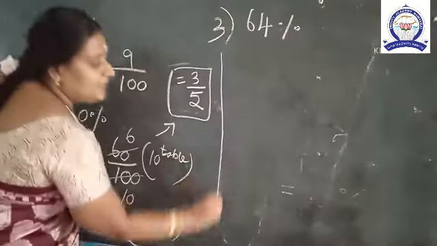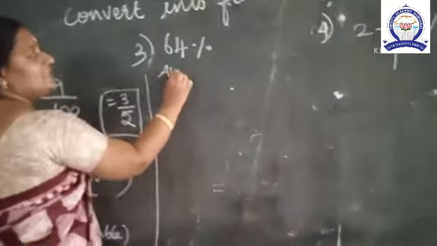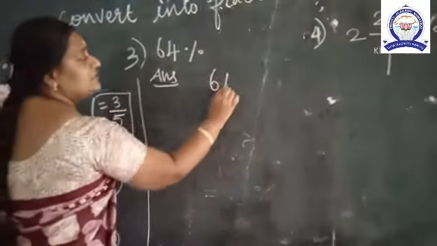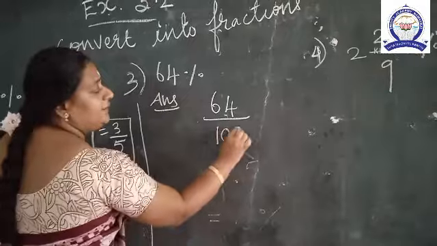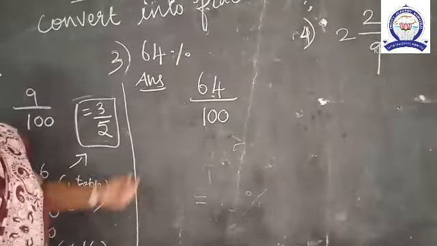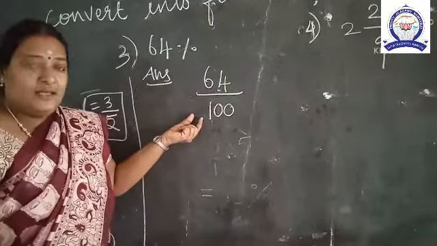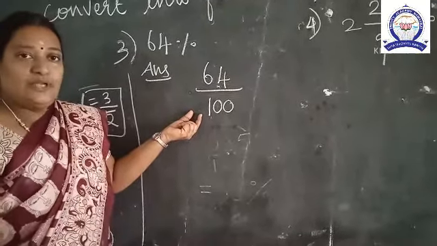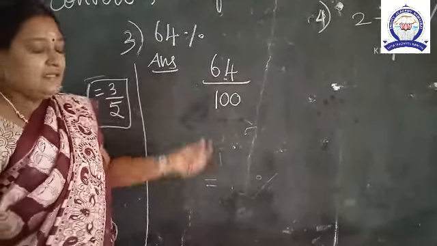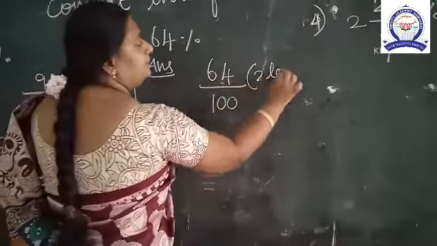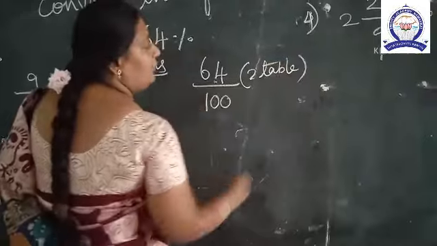Similarly, let us see the third sum. 64 percentage. 64 percentage can be expressed as 64 by 100. So the first step. Now again it is an even number. So என்ன பண்ண போறோம்? 2 table cut பண்ண போறோம். Okay, listen carefully. 2 table cut பண்ண போறோம்.